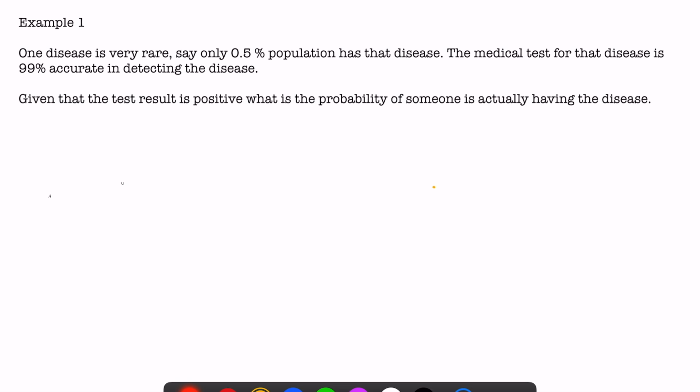Now we'll see one example. One disease is very rare, say only 0.5% of the population has the disease. The medical test for that disease is 99% accurate in detecting the disease. Given that the test result is positive, what is the probability of someone actually having the disease?